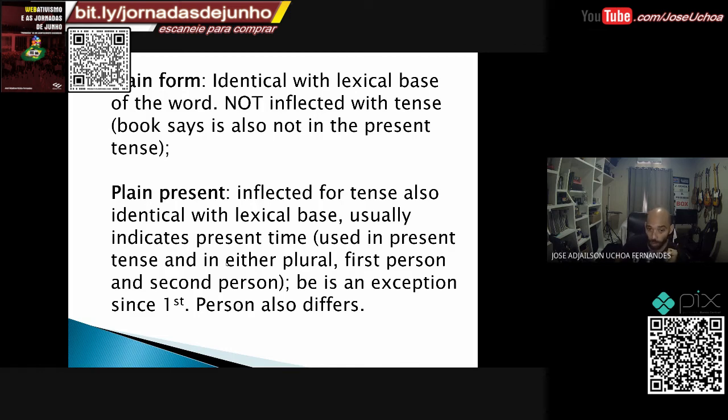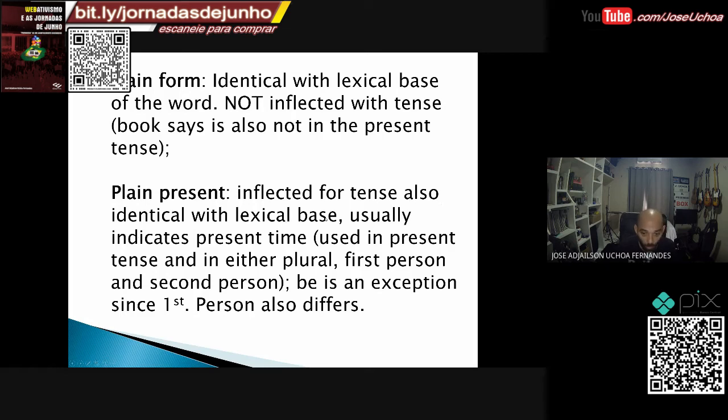O plain form é a ausência de inflexão. O plain present is inflected for tense, also identical with the lexical base. So, in terms of spelling, plain form and plain present, they are identical. But when you look at the verb tense, you will see that they are used in different verb tenses. It's just a coincidence that their spelling is the same, but their grammatical functions are different. So again, plain present is inflected, whereas plain form is not inflected. Essa é a diferença. Plain form, not inflected. Plain present, inflected for tense.